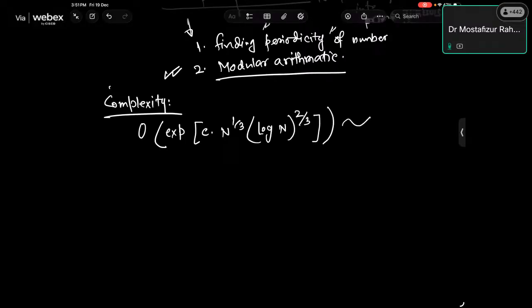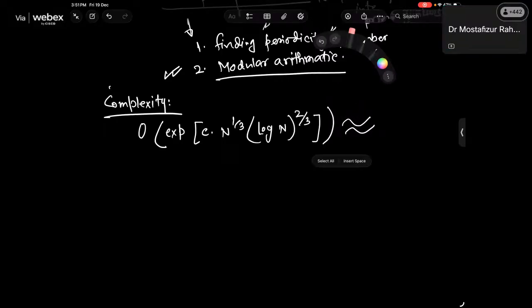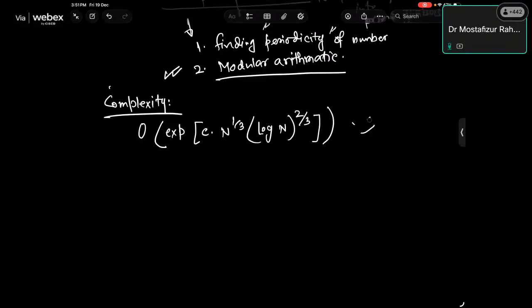Roughly, I should not write it this way because the actual value will be very different. So write it this way: it is roughly e to the power of n to the power something. So e to the power, exponential.